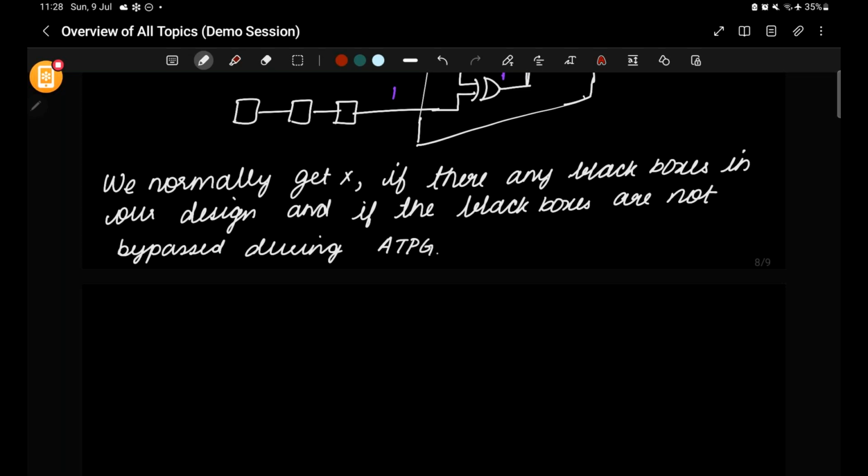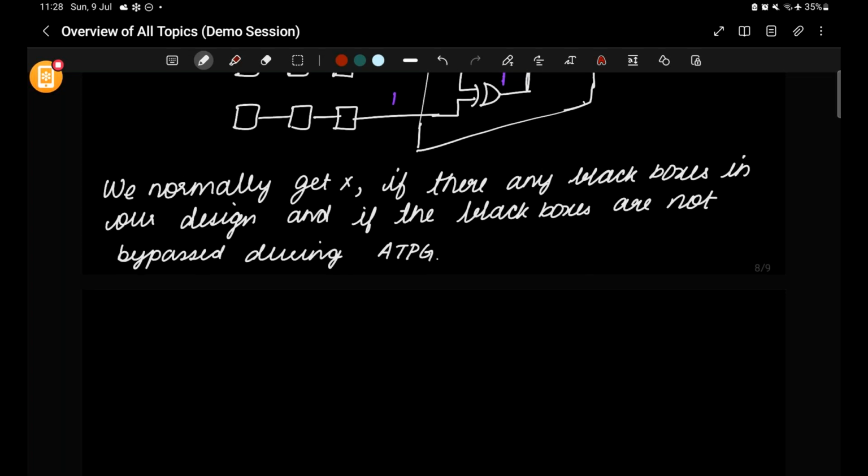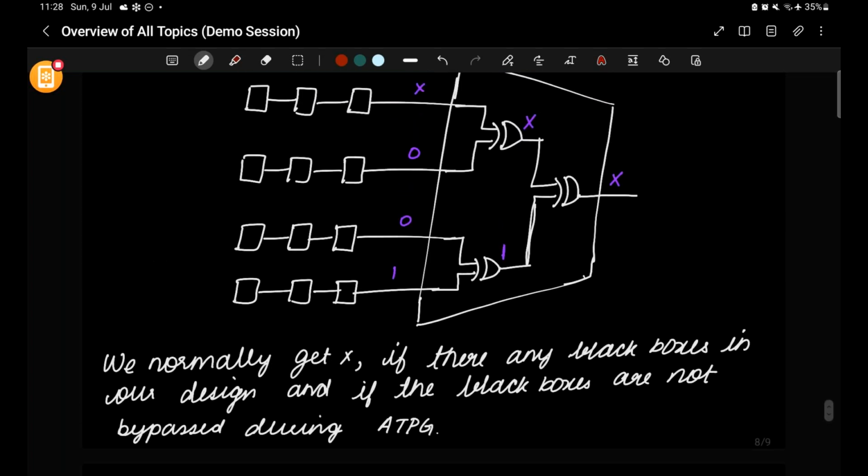Okay, so normally the memory and analog blocks, whichever we are declaring as a black box, its output will be X. If we don't bypass these black boxes during ATPG time, then it will propagate the X in our logic. So that is why X propagation happens in our scan chip. Okay, so this is just one sample question.